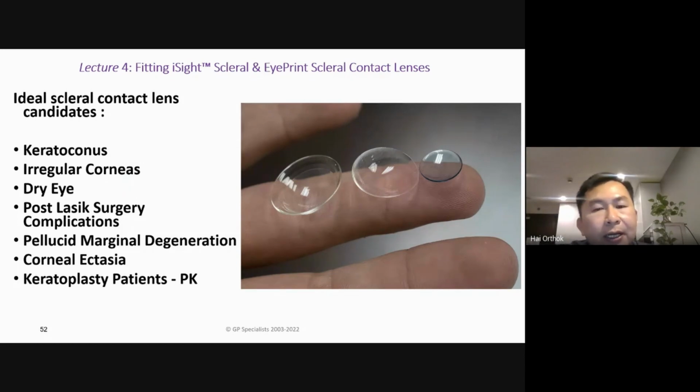Well, the scleral lens, even if bigger than the soft lens and the RGP or the AutoCAD lens, is very effective not only for keratoconus. It can be used for irregular cornea with very high cylinder or very high myopia. It can be used as a treatment for dry eye, LASIK surgery complications, pellucid marginal degeneration, corneal ectasia, and also keratoplasty patients.